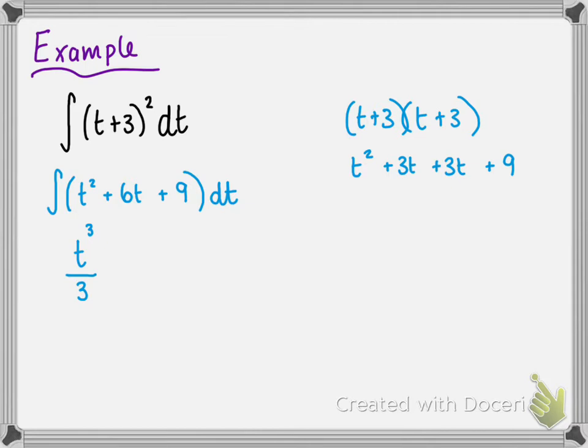For 6t, that's going to give me 6t to the power of 2 because I'm increasing that power by 1, and then I'm going to divide by the new power. And now if I integrate a constant term, you need to think of 9 as being 9t to the power of 0 there. We know that anything to the power of 0 is 1. Okay, so we're basically saying it's 9 times 1, which is still 9. So if I were to increase that power by 1, it would become t to the power of 1. So I'm going to end up with 9t.